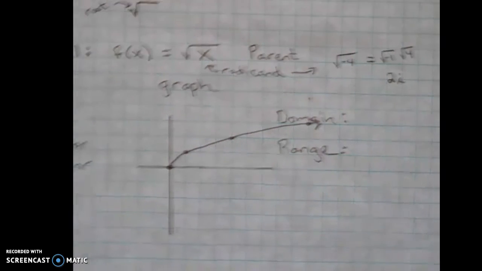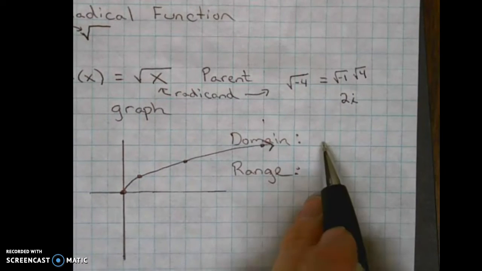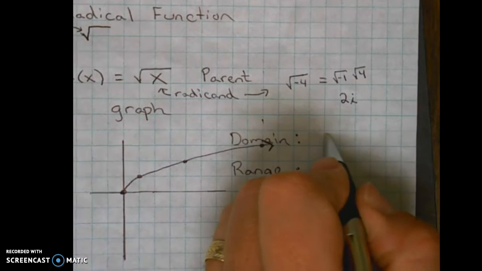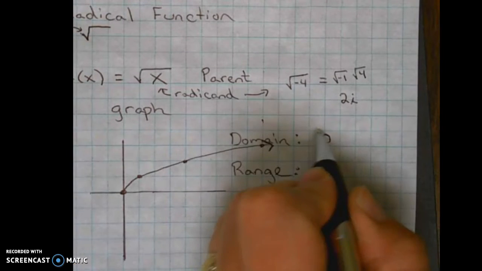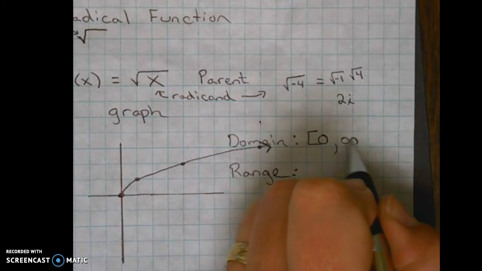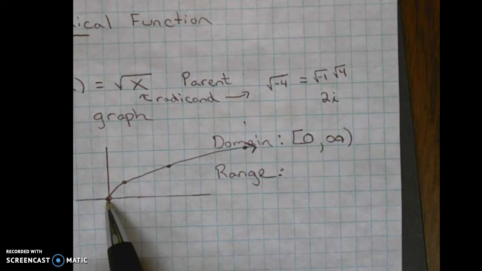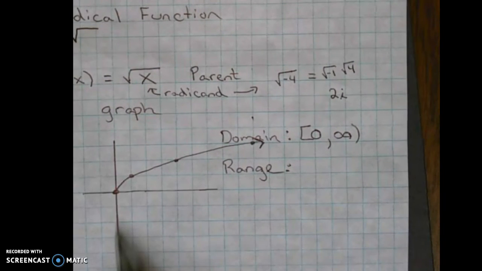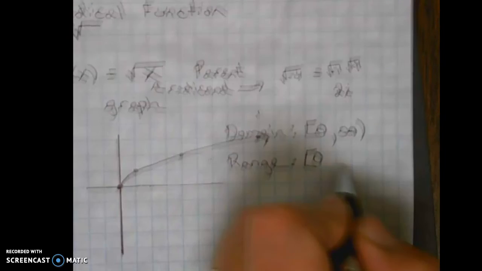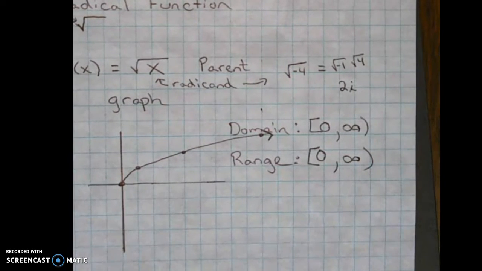Now, writing the domain and the range. The domain is left to right, so I'm going to go ahead and use interval notation here. So we're going to start off here at 0. It's a closed dot, so we're going to use a bracket, and it's going to go right infinitely. For the range, the starting point is going to be at 0 on the y, the lowest point. Closed dot, and it's going to go up infinitely. So there's your domain and your range.